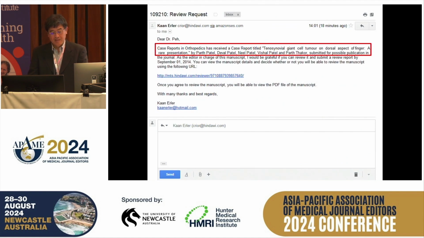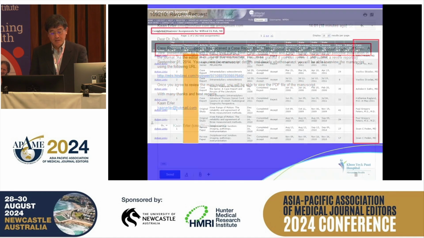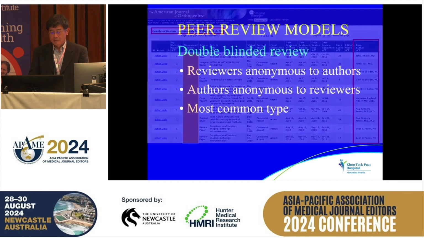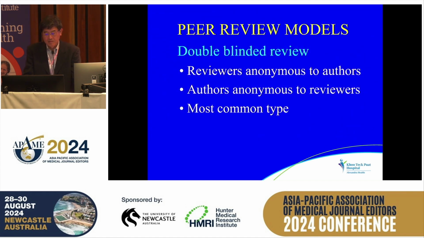You can see that they've invited me to review, and I know, of course, the title, and I know all the names of the authors as well. And this is from another journal in which this is my reviewer page, and I can see the names of the articles and the names of the corresponding authors at the right-hand column. So it's an example of subtype 2 single-blinded review.